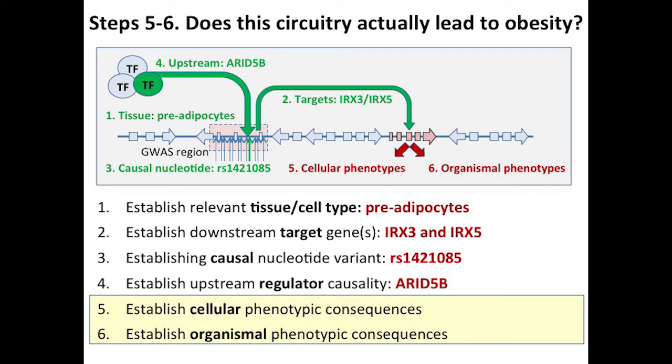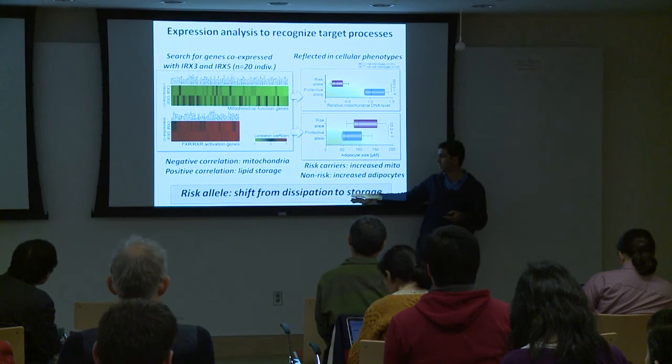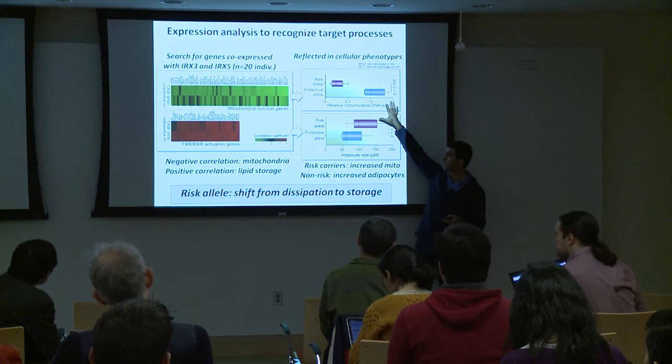But I still haven't told you how this actually leads to obesity. And that's where genome-wide expression analysis comes in. We looked at all of the genes that were positively or negatively co-expressed with IRX3 and IRX5, and we found two classes of genes that were lighting up. One positively correlated with the risk, and that's lipid metabolism. The other negatively correlated with risk, and that's mitochondrial activity, suggesting that this genetic variant is leading to a shift from energy dissipation through thermogenesis to energy storage through lipid metabolism.